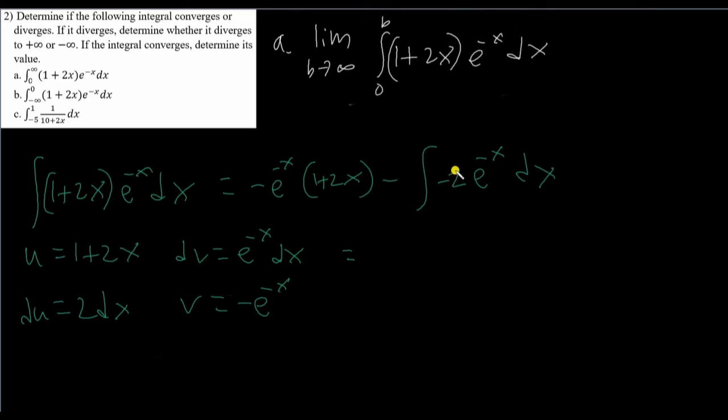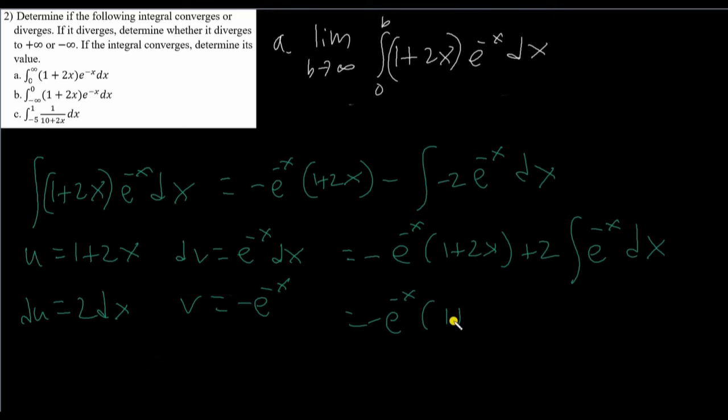I can bring the negative 2 out, so the 2 negatives will make a positive, and there'll be a 2 there. Like I said, the integral of e to the negative x is negative e to the negative x. So negative 2e to the negative x. I don't need the dx anymore, so instead we're going to have plus c. And then if you want, you can simplify this a bit more and get negative e to the negative x times 3 plus 2x.